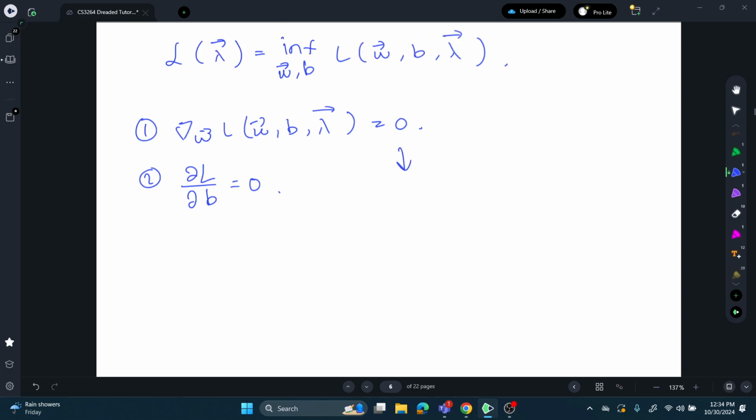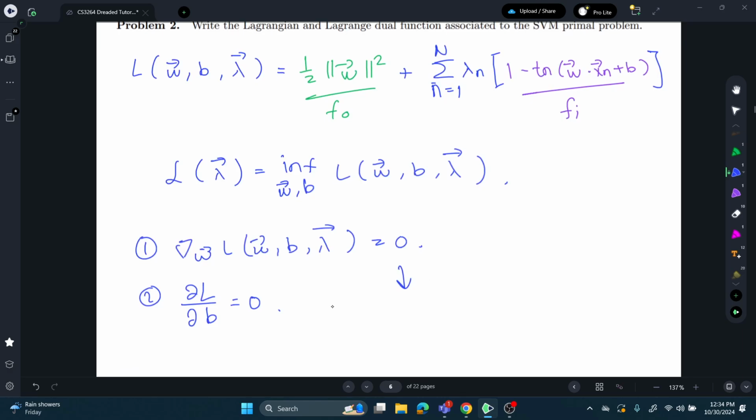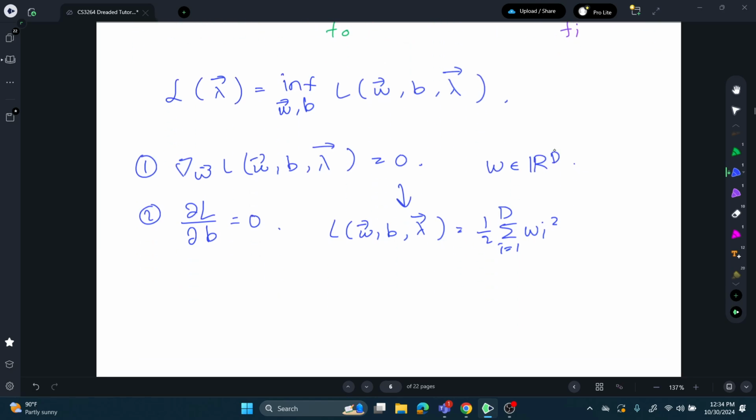Okay, so now let's see for the first one first. So the first one, I can actually rewrite this in terms of just normal multiplication. So this will be easier to see. Now this will be just 1/2 of the sum of every single possible w_i squared, where I define, say for example, if my w is a vector that depends on dimension d, then I can just put it this way, plus the sum from n equals 1 to capital N of lambda_n. So I'm trying to expand the bracket here. Then I'll do a minus this thing.